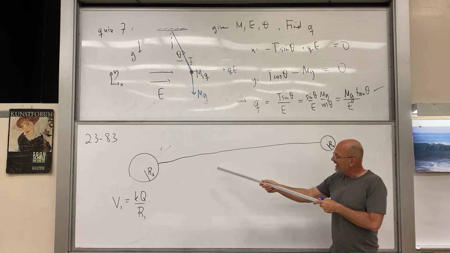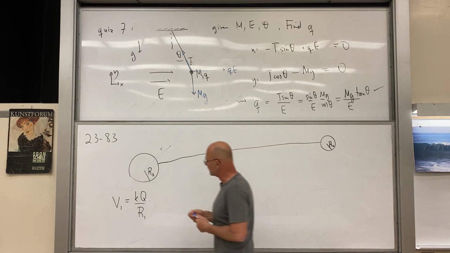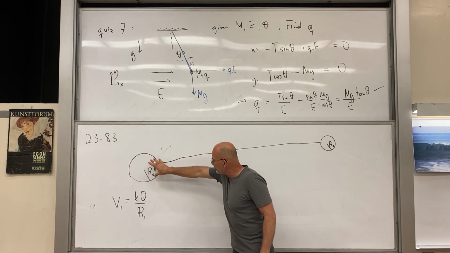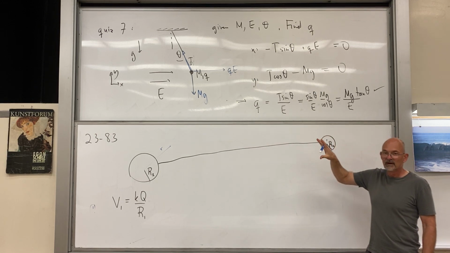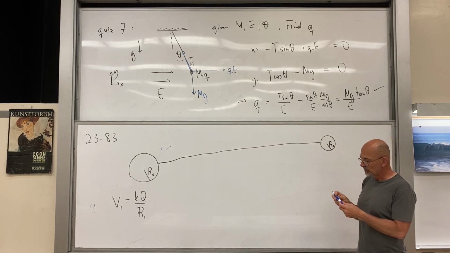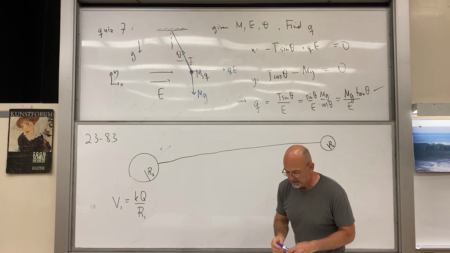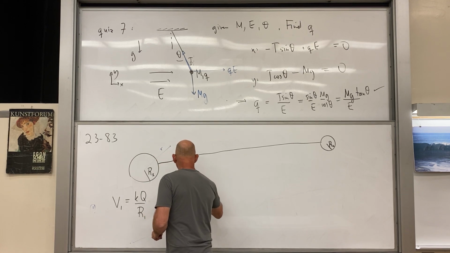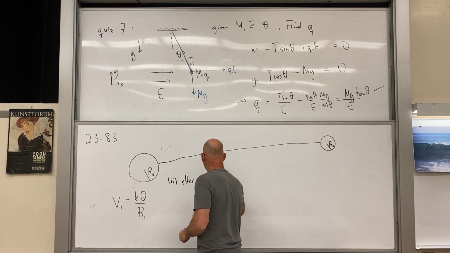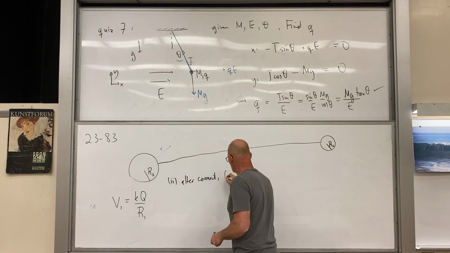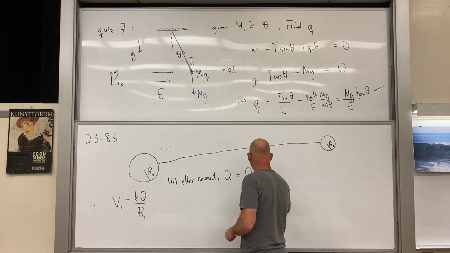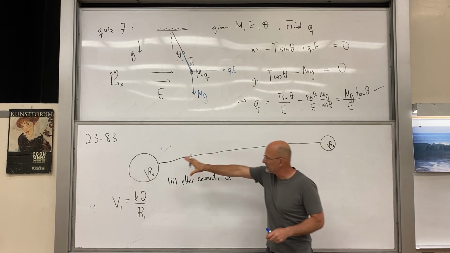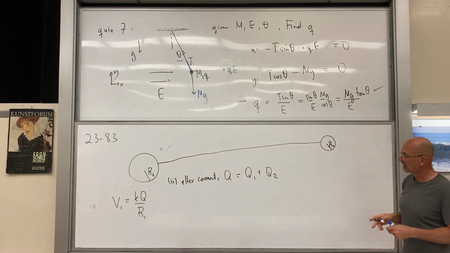So after we connect these things, this is the first part here. Initially, now after we connect them, some of this charge is going to flow to the second sphere. It'll be conserved and we'll have Q1 and Q2. So let's go ahead and make a note of that. Second point, after we connect, charge Q is going to be equal to Q1 plus Q2. That is to say we'll have Q1 over here, Q2 over here, okay?